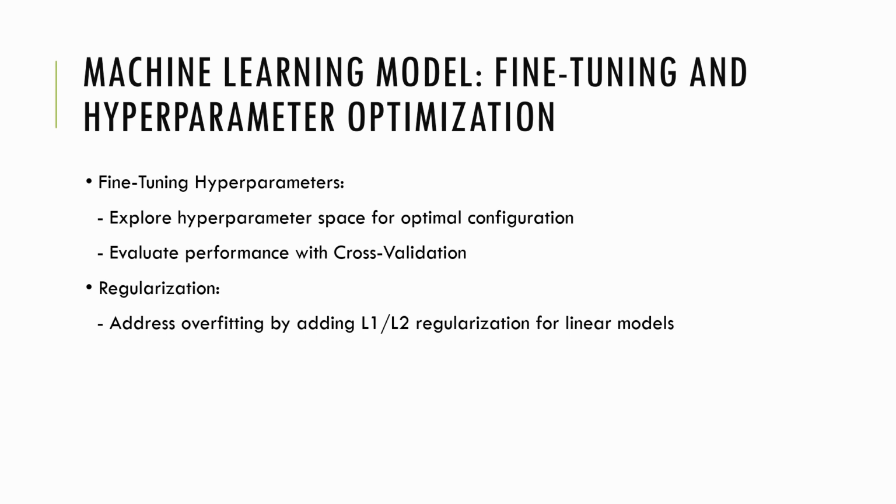Fine-tuning the hyperparameters is a crucial step in ensuring that our model generalizes well. We will explore the hyperparameter space to find the best configuration and apply techniques like k-fold cross-validation to make sure the model performs well on unseen data. We will also address overfitting or underfitting by adjusting model complexity and regularization techniques.